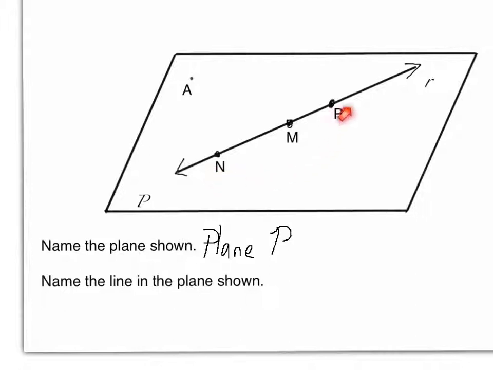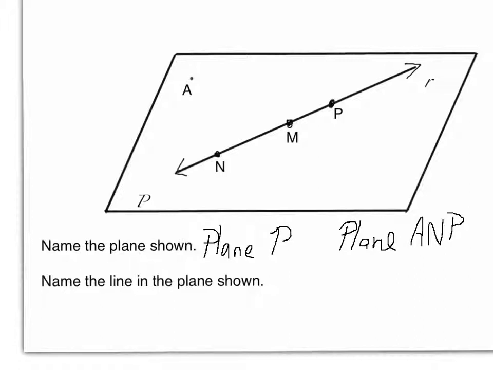So I can choose two of these, and then you see there's one other point over here that's on the plane that's not on the line. So I can use any of these three letters to name the plane. In this case, I will use A, N, and P. Make sure you're using capital letters when you're naming that.